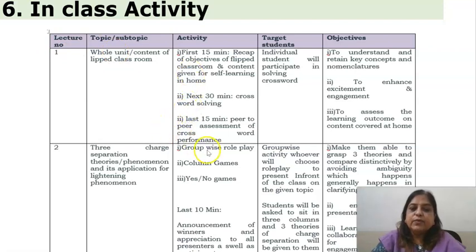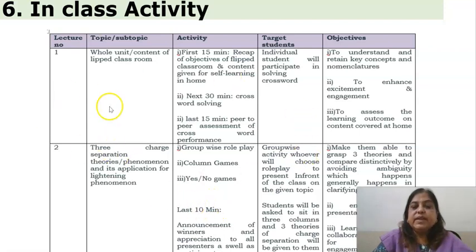You can consider group role play or column games, yes and no games. These games I can explain to you in this class, you can just ask me. It will be in the form of a competition. So if you consider the topic of charge separation theory, then it can be a column game competition, a yes and no game, or row games, or it can be role play. At least 10 minutes you will be able to perform.